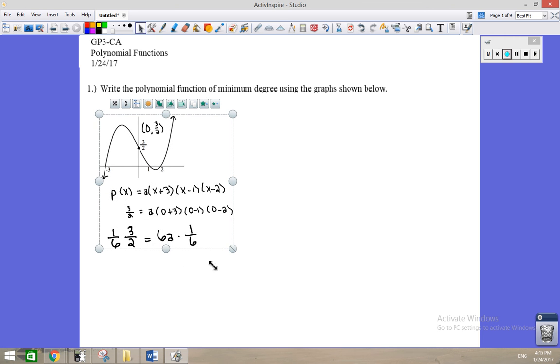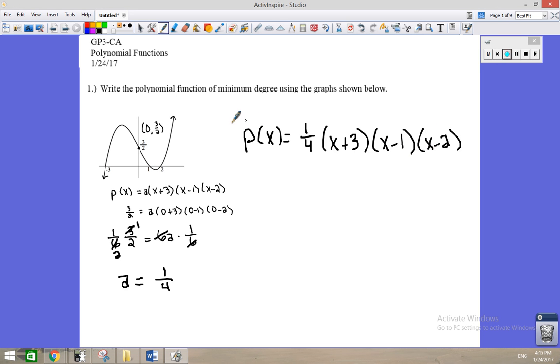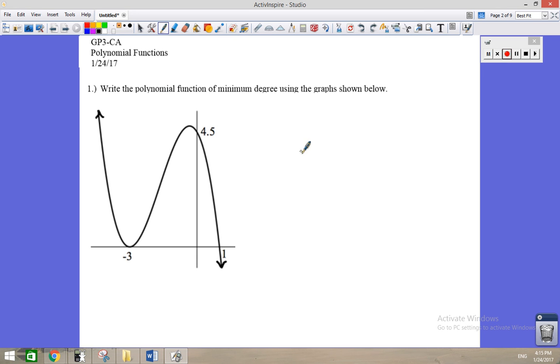this 6 and this 6 cancel. So I have a equals, and 3 goes into 3 once, 3 goes into 6 twice, 2 times 2 is 4, so a is 1/4. So my final answer is, I hope I got this in class, p of x equals 1/4 times x plus 3, x minus 1, x minus 2. Final answer.